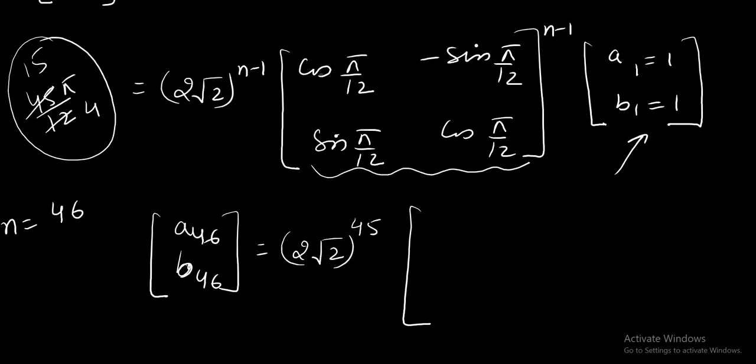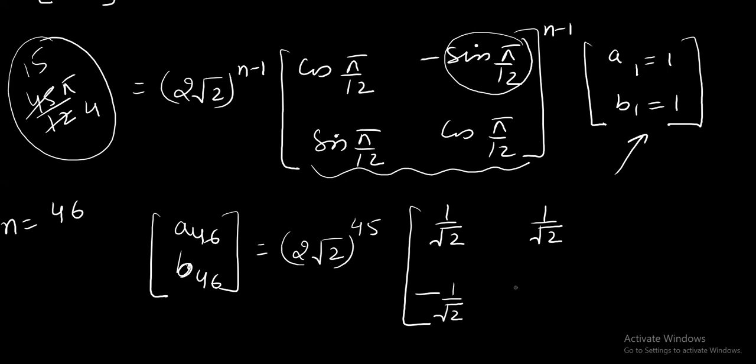I need to write cos 15 pi by 4. What is cos 15 pi by 4? The answer will be positive 1 by root 2. Minus sin 15 pi by 4. Because 15 pi by 4 belongs to the fourth quadrant, sine is going to have a negative value. But because of this negative, two negatives will give me a positive answer, 1 by root 2.